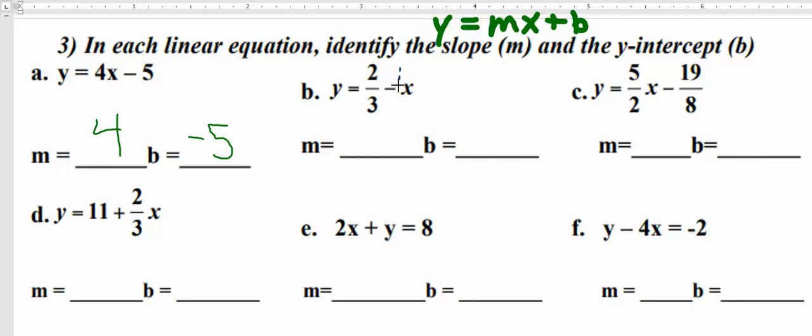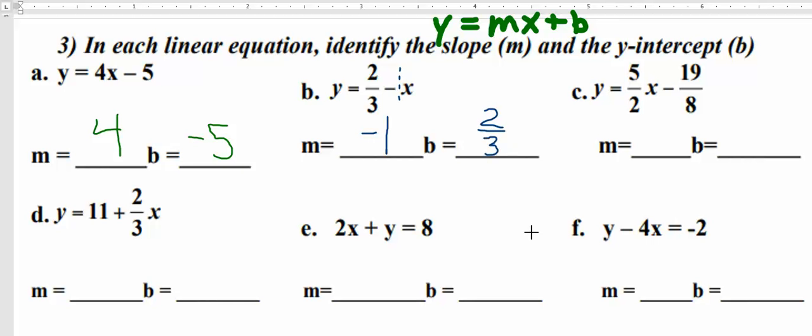And since we don't see one, I'm going to go ahead and put in this ghost or phantom 1 there so that I see the coefficient in front of x is a negative 1, which would be the m value. And finally, the b is just the number or the constant term that's by itself, and that is 2/3.